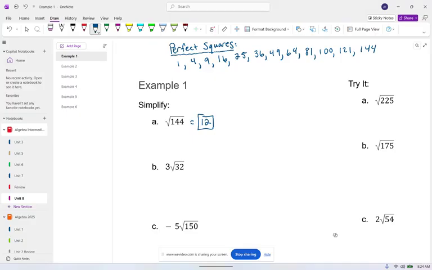If it's ever above that, the first thing we should do is just check it and put it into the calculator to see if it's a perfect square. So then we have 3 square root of 32. 32 is not on my list, so it's not a perfect square.